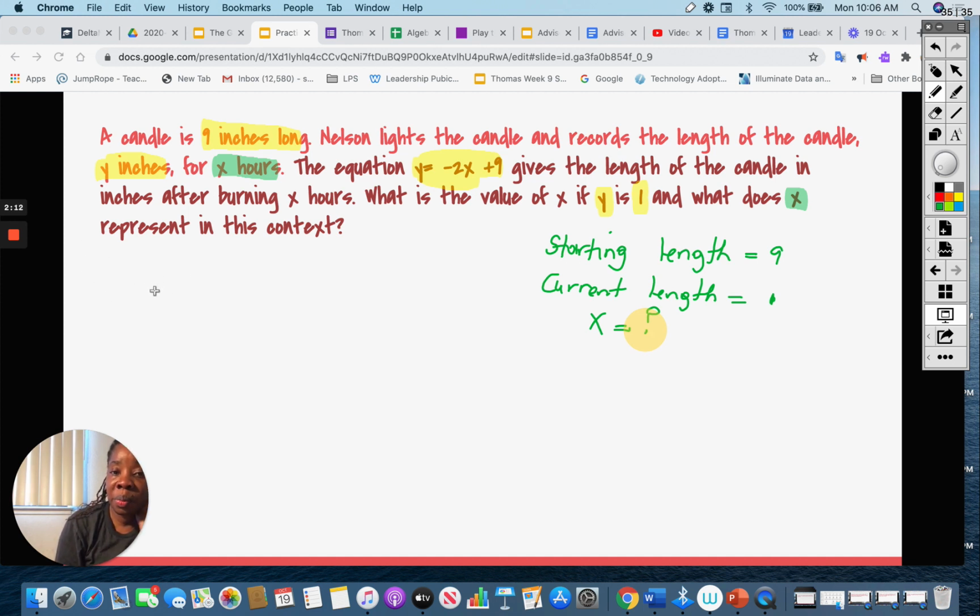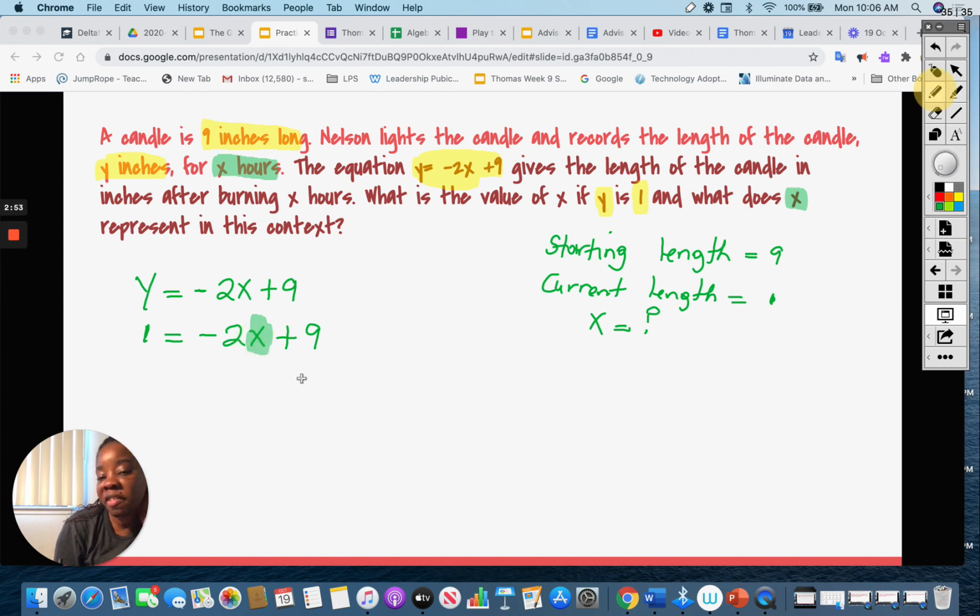So always start off with the original equation. y is equal to negative 2x plus 9. And in this case, my current length is 1. So I'm going to replace that y with 1. And that's equal to negative 2x plus 9. What do I want to do? I want to find what x is. So it means that when I do that, the x is going to be by itself.